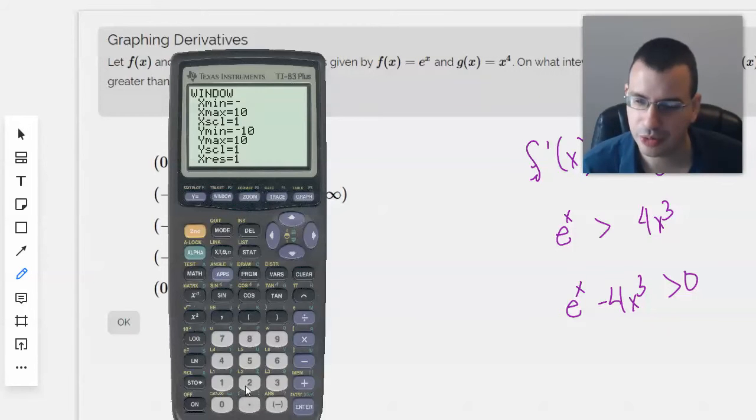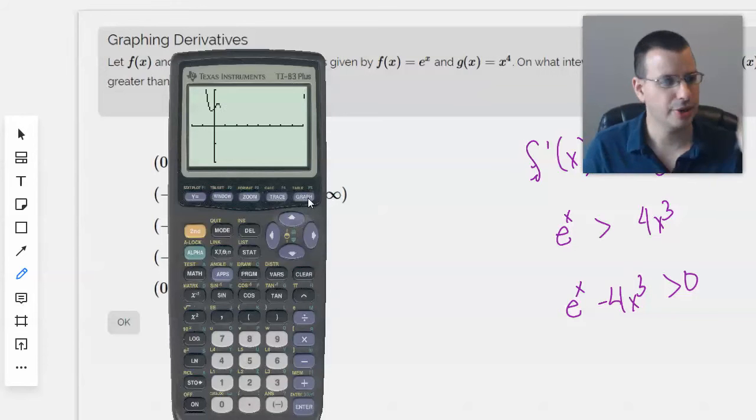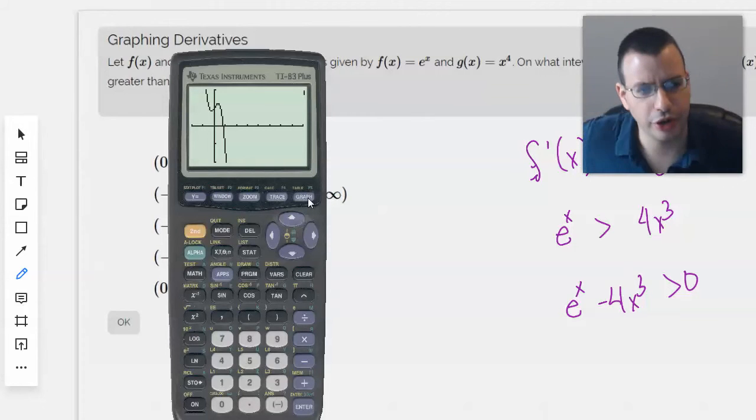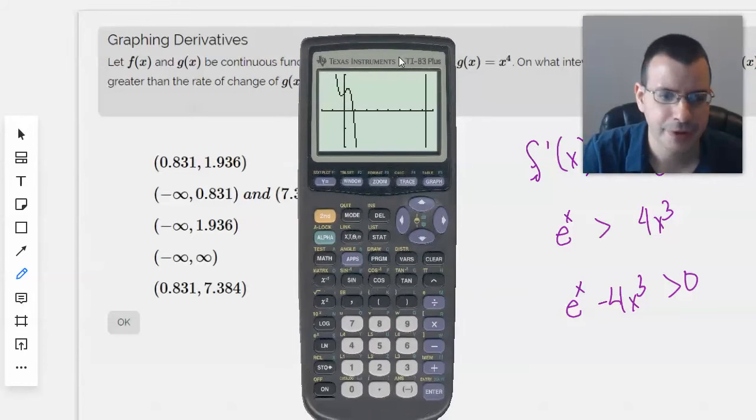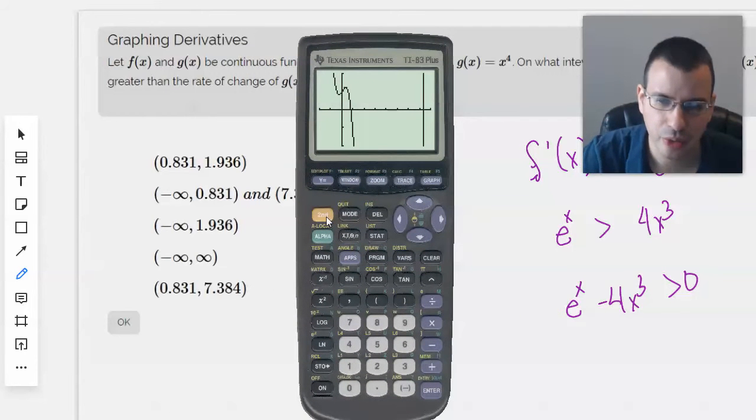So it looked like we were from about -2 to 8. And for the y, I'll just do -2 to 2 because it's good enough. We don't really care about the y, we just care about when it crosses. So the first value, let me trace. Looks like we're going to be at 0.8.